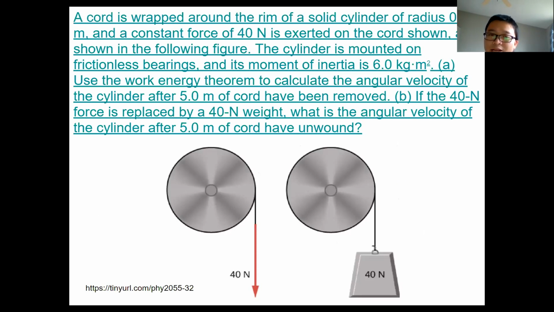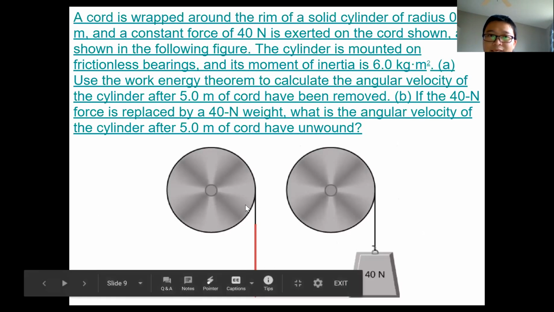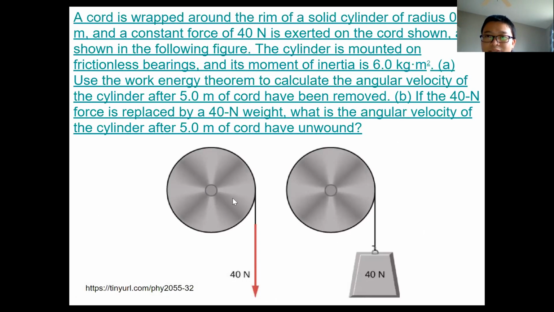This one is about the work and energy theorem, but in rotational motion. Okay, so for part A, it says a cord is wrapped around the ring of a solid cylinder of radius 0.25 meters. For a solid cylinder, if it's rotating around the axis through the center, then it's similar to a disk. Okay, so then the moment of inertia should be 1/2 mr squared.